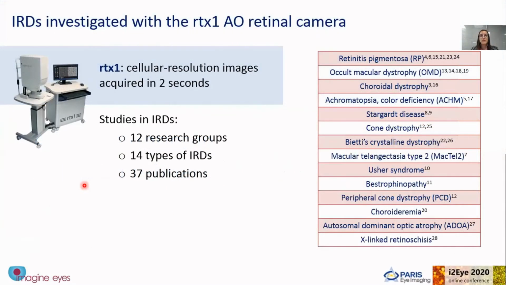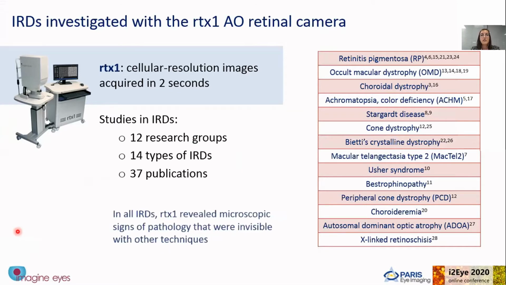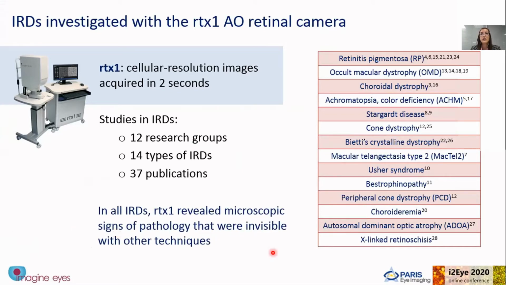So the RTX-1 is an adaptive optics flood illumination ophthalmoscope. It provides cellular resolution images in 2 seconds acquisition. As of September 2020, 12 groups had used it to investigate 14 different types of IRDs, and their findings were reported in 37 publications. So in all the IRDs under study, the RTX-1 revealed microscopic signs of pathology that were not detectable with other ocular examinations.